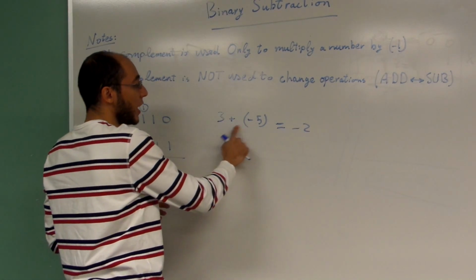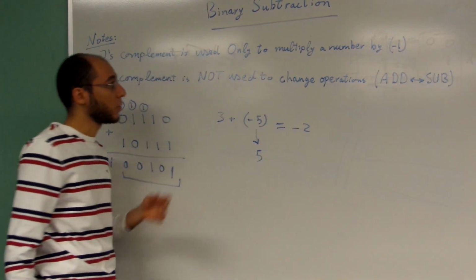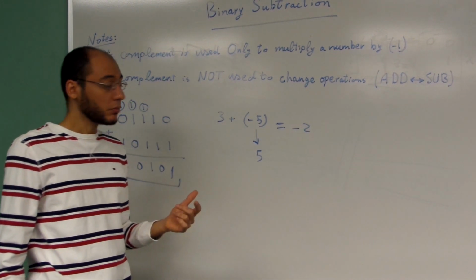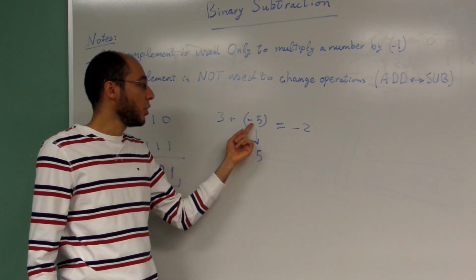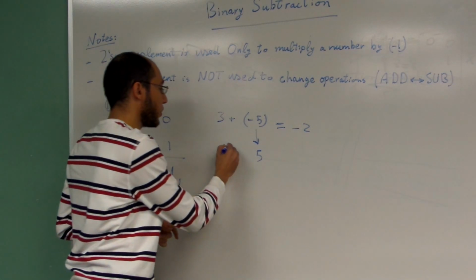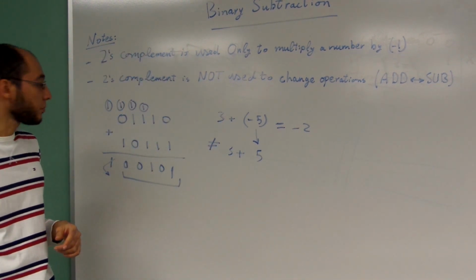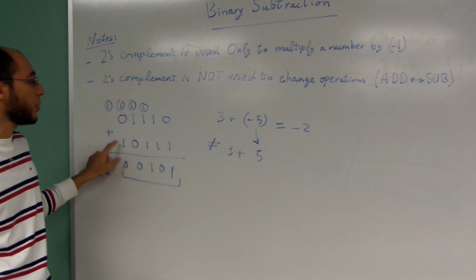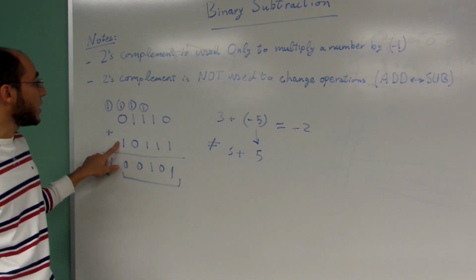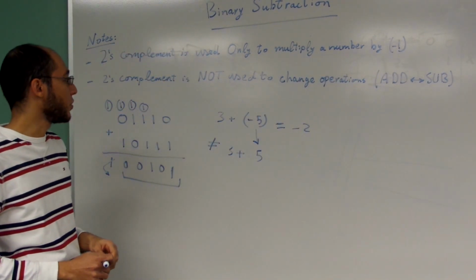Whenever I give you an addition, even if the second number is negative, you do not convert it to positive by doing the 2's complement. If you're given an addition operation, you do not convert the second number. Just because it's negative, you do not convert it to a positive. This is totally wrong. If you do a conversion to a positive, then this is not correct. So why do you do a 2's complement here if the second number is negative? If you have a multiplication by -1, then this is the only reason why you want to do a 2's complement.